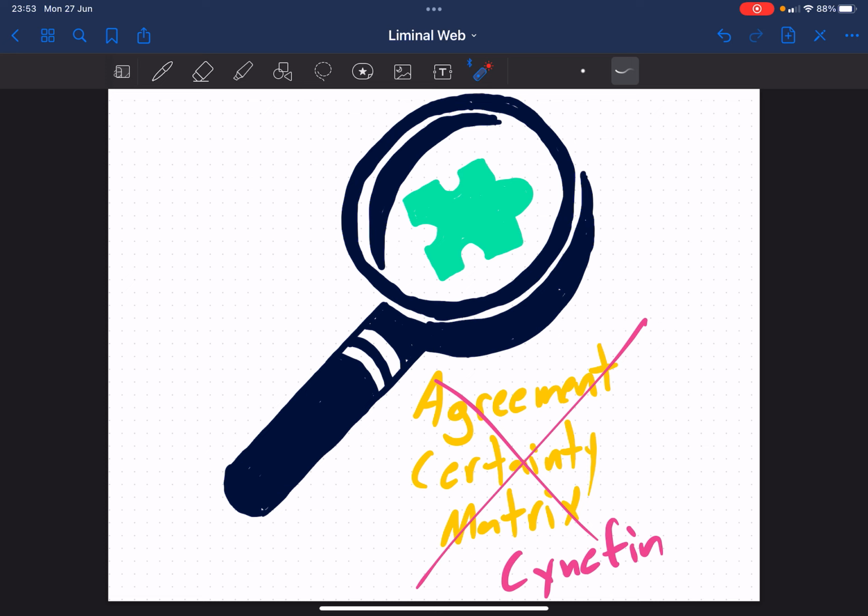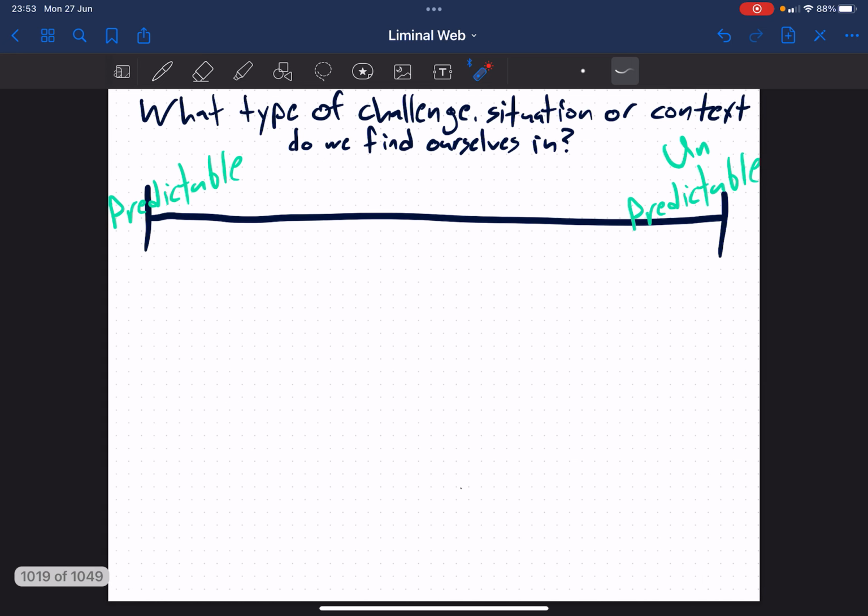First, though, how do we make use of these tools? Well, the important thing to know is what we're trying to get to is what type of challenge, situation, or context do we find ourselves in. We're trying to nail down some collective sense making to help us come to a better understanding about this context that we find ourselves in. For the sake of simplification, my recommendation is that we just mark ourselves down on a simple line graph, with predictable being on one extreme and unpredictable being on the other extreme.